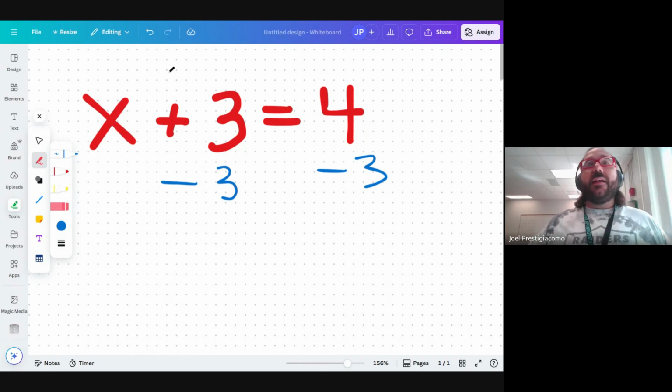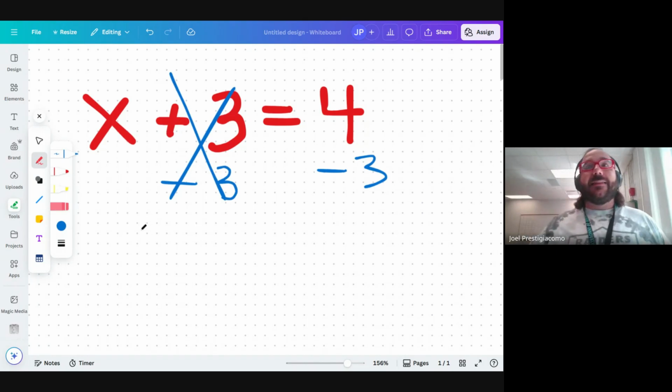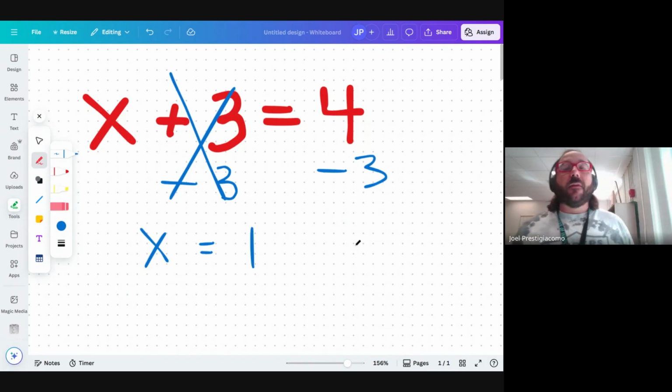Now, on the side with x, we have canceled this out, right? Positive 3 and negative 3 cancel, and that's by design. And we're just left with x. And the right side will be 4 minus 3, which is the number 1, which we came up with earlier. So again, if there's a number that's being added or subtracted away from x, we want to deal with it first.